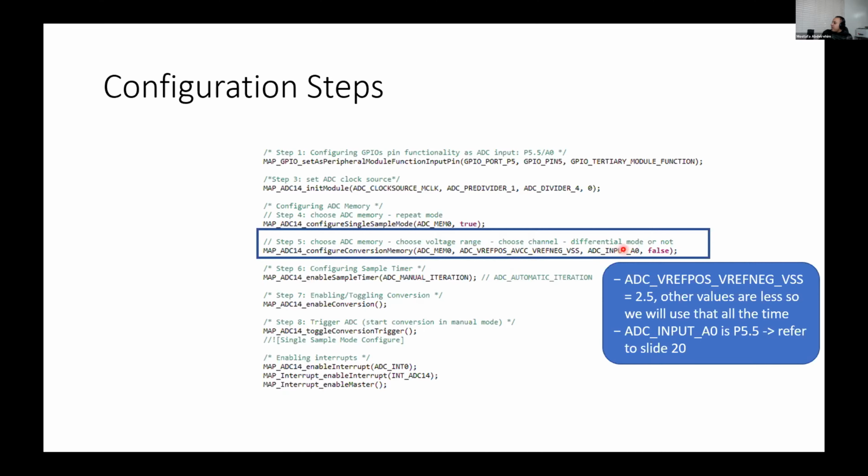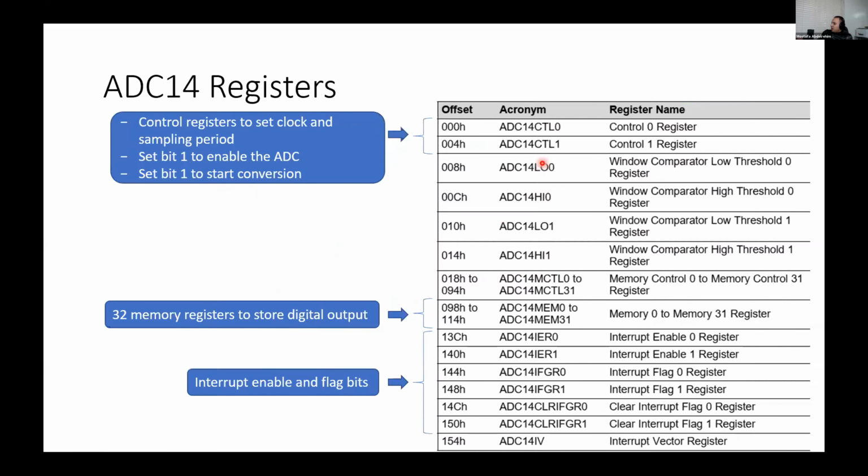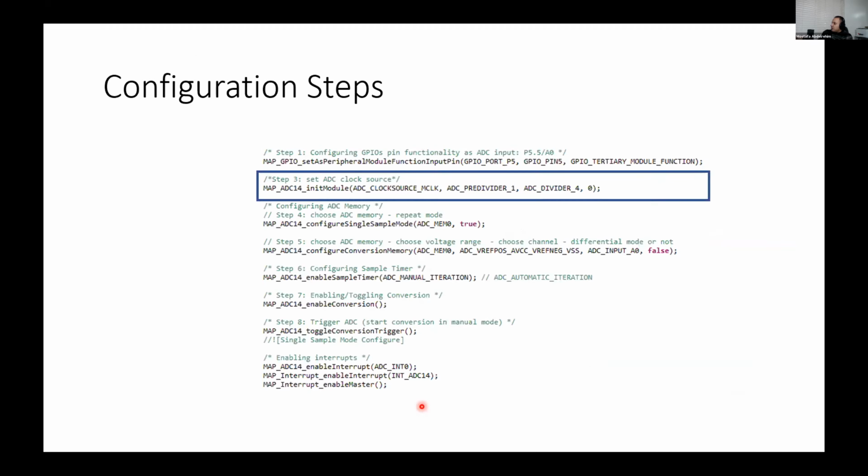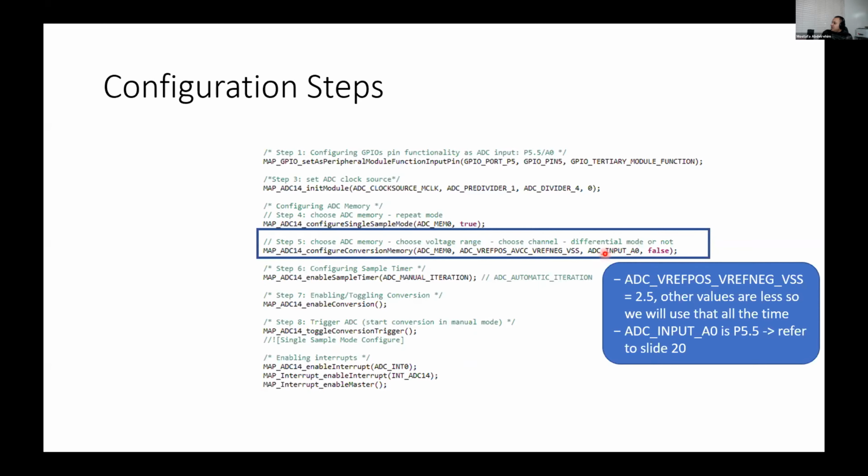Okay. Then you choose here the channel. So what is the channel here? It is on pin 5.5. So let's go back here to this plot. Pin 5.5 corresponds to A0. A0 means channel zero, ADC channel zero. So you should write here ADC input A0, which is P5.5. Differential mode or not, this is the last configuration.